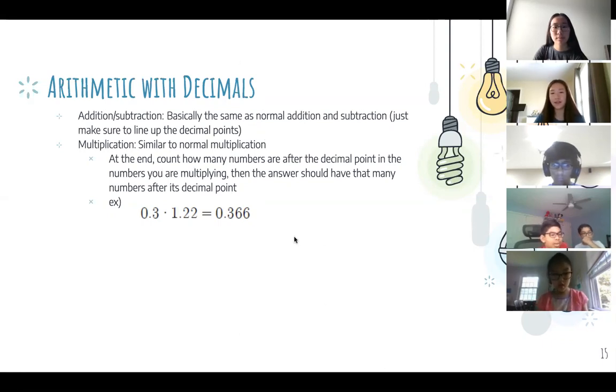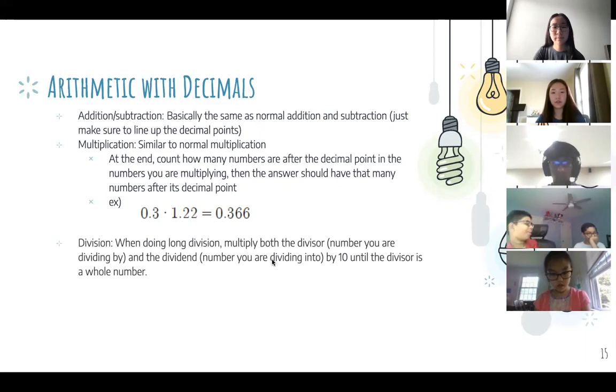But at the end, I have to count how many numbers are after the decimal point in my two numbers. So there's 1 in the first number and 2 in the second one. Then I move the decimal point from the very right to the left 3 times so that I would get 0.366 instead of 366.